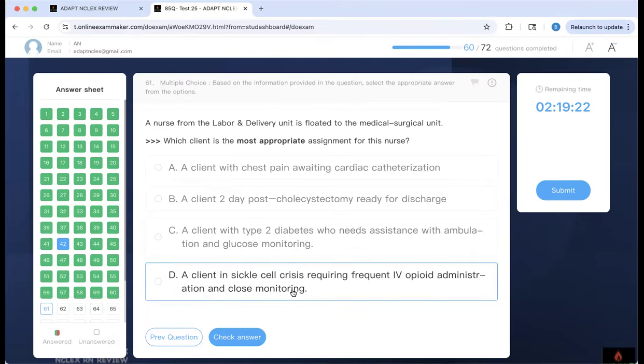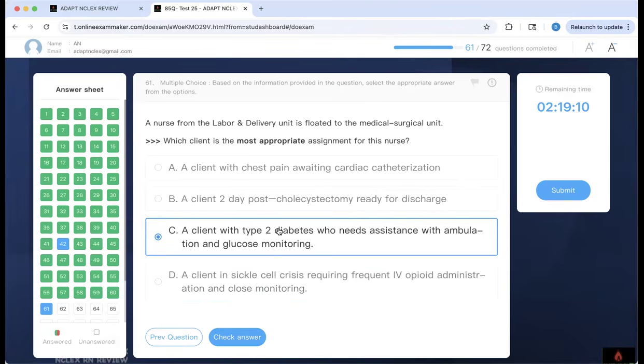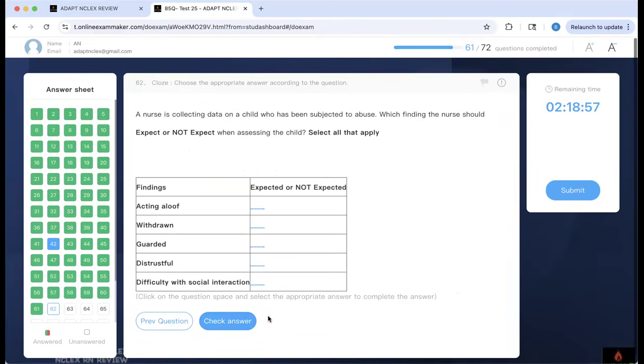She's a labor and delivery nurse. She's floated to the medical surgical unit. What do you think? This patient just needs glucose monitoring. Does not require too much. A close monitoring sickle cell patient, cholecystectomy discharge specific information, cardiac catheterization specific information. This patient is safe for them.